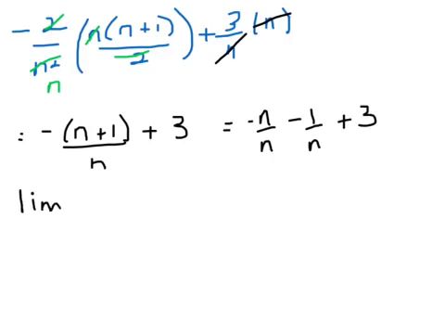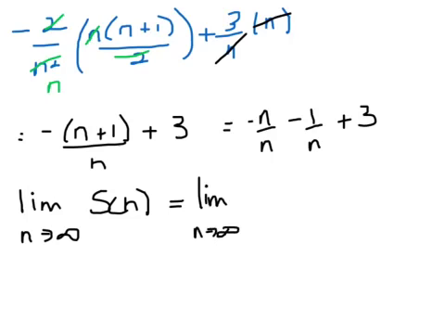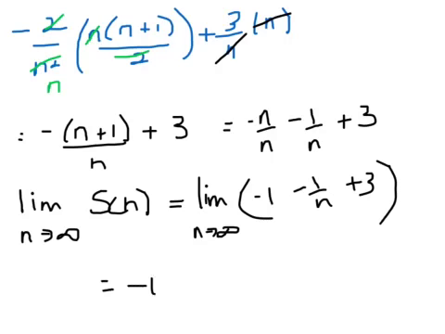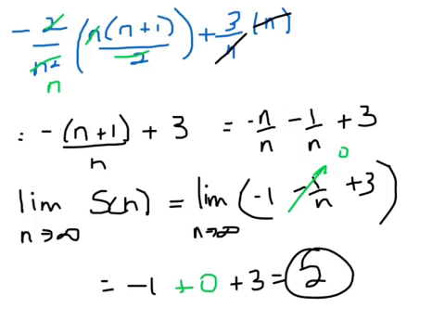I just simplified it. Now I'm going to take the limit as n approaches infinity of S of n. Negative n over n is negative 1, and then I have minus 1 over n, plus 3. That would just be negative 1, and then minus 1 over n. If I plugged infinity in, that would go to 0. So I have negative 1 plus 0, and then plus 3. Negative 1 plus 3 is 2. There you go.